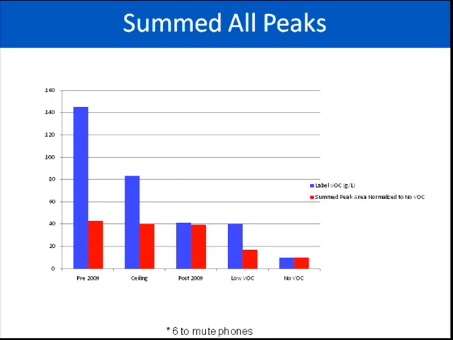This is the bar chart of the sum of all peak areas. The blue column is what was labeled on the can. That is a maximum amount that may be in the paint sample. Again, the pre-2009 paint sample had been previously opened, so some of the volatiles may have been less in that compound, or in that paint sample.